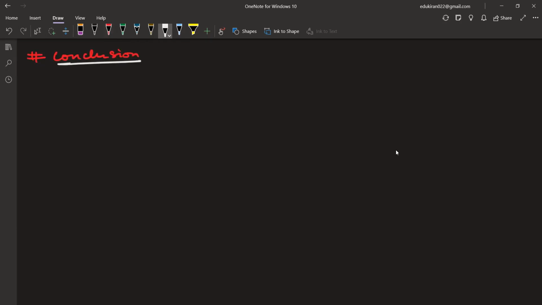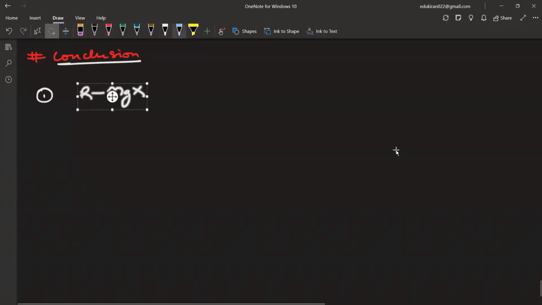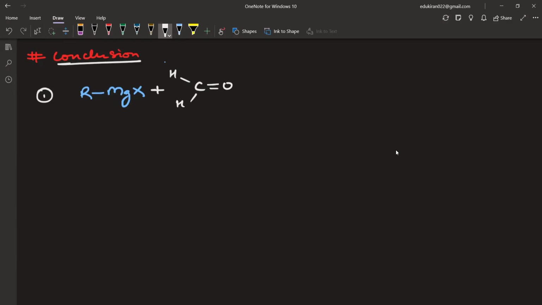First thing is number one, we will have always RMgX, right? RMgX हमारे पास हमेशा होगा. And let me turn this into blue. And we'll have plus. If I start with formaldehyde, that means this carbon atom which has one hydrogen and the other is also hydrogen with a double bond O.